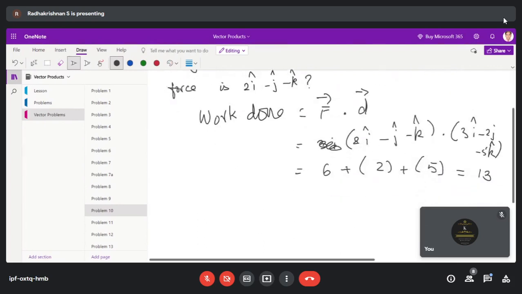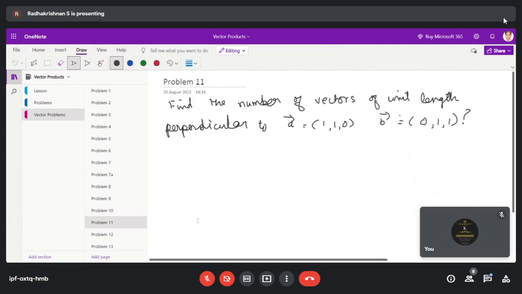Let's go to the next problem. Find the number of vectors of unit length perpendicular to these two vectors, a equal to 1, 1, 0 and b equal to 0, 1, 1. So how will you find out the number of vectors of unit length perpendicular to these two vectors?